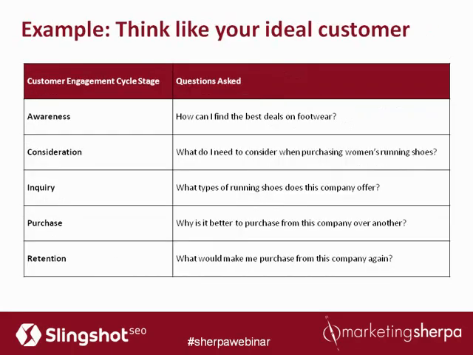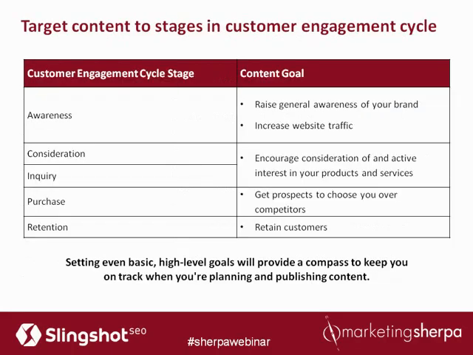Okay, so let me go back just one. So here's how you can target content to stages in your customer engagement cycle. You notice the stages, and then on the right side is the content goals. So ask yourself, for our next piece of content, what do we want it to support? And the answer to that question, those goals, is going to guide some of these content decisions, both your topics and your formats.